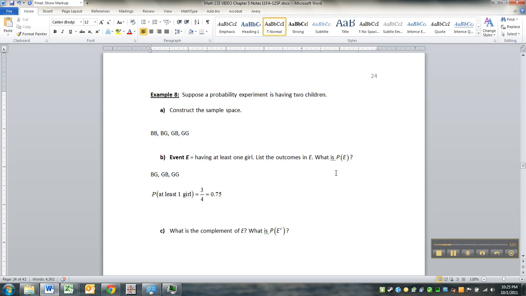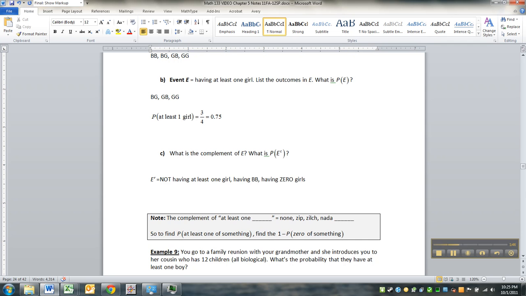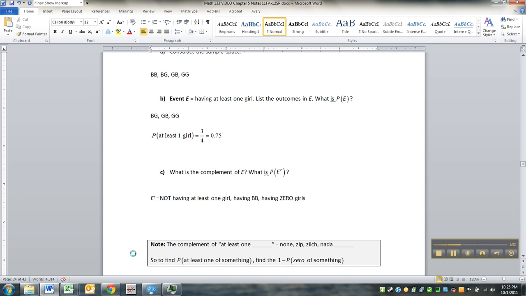Okay, cool. Now, what's the complement of E? I want to be a little bit careful here. E complement, which I'm going to abbreviate E prime, another common way to abbreviate complement, is not having at least one girl, right? Which must mean having boy-boy. That's the only option, having 0 girls. That's an important point, so make sure you follow. The complement of at least one is none.